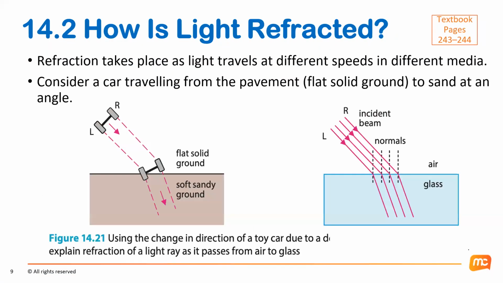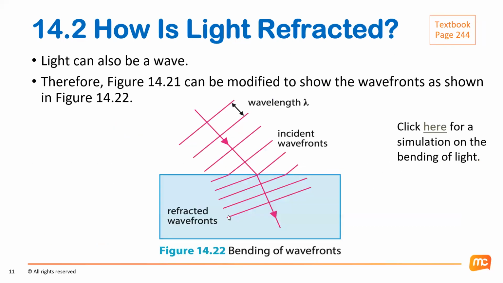So how or why does a light wave bend? You can read this in your textbook. They use the example of a car. You have a car moving on flat solid ground. As it enters soft sandy ground, the speed of the car will be slowed down. When it enters at an angle, one side of the wheel will reach the soft sandy ground and slow down first compared to the other wheel, which is on the flat solid ground. And this will cause the entire car to turn. The same goes for light. When light passes from one medium where the speed is faster to another medium where the speed changes, it will also bend. This one you can read yourself.